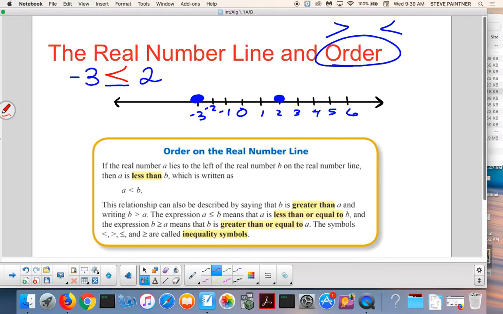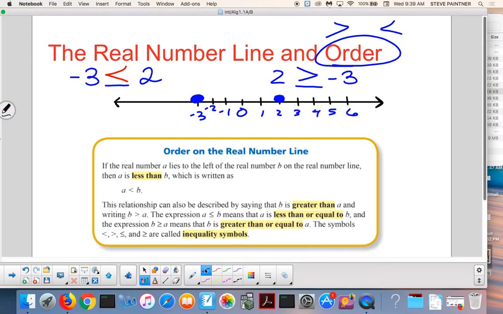Okay, so what if I went like this? What if I said 2 compares to negative 3? How would you write it now? Yeah, this is on the right, this is on the left. 2 is going to be greater than negative 3. Do you guys struggle with greater than, less than? Some students do though, some students do.